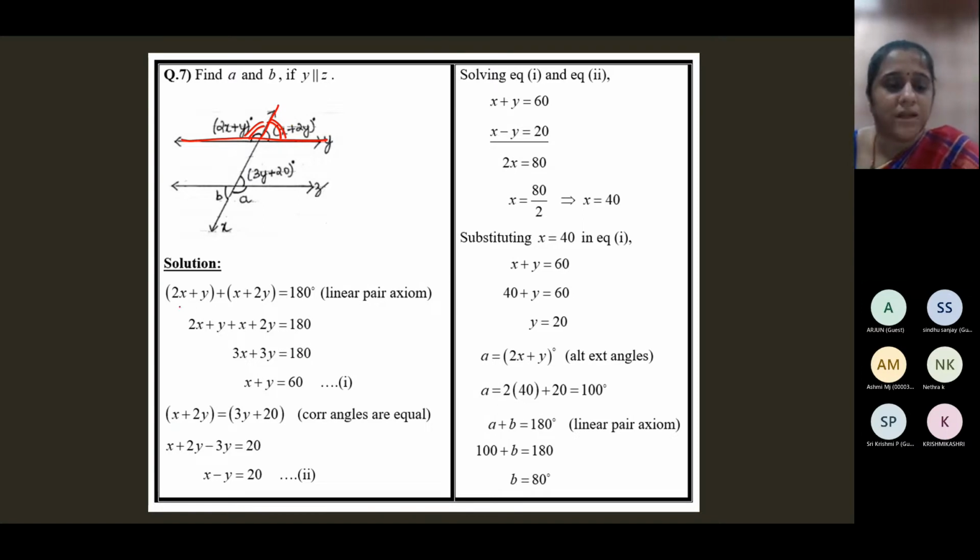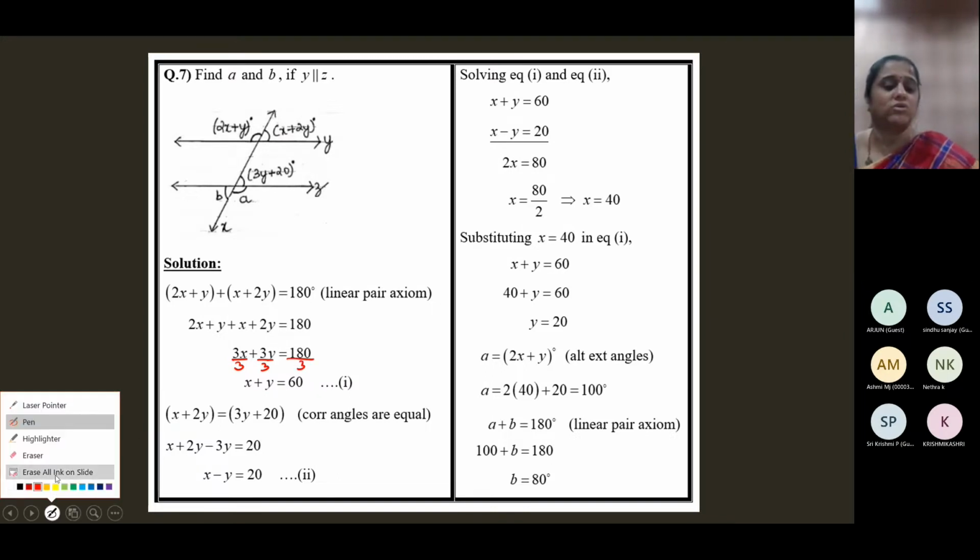So here, 2x plus y plus x plus 2y is equal to 180. So you'll get 3x plus 3y is equal to 180. When you take 3 common, 3 into x plus y is equal to 180. So x plus y is equal to 180 by 3, which is 60. That's how you get 60. Or you can do it like this, dividing by 3 throughout. Divide this one by 3, x. Divide this by 3, y. Divide this by 3, 60.